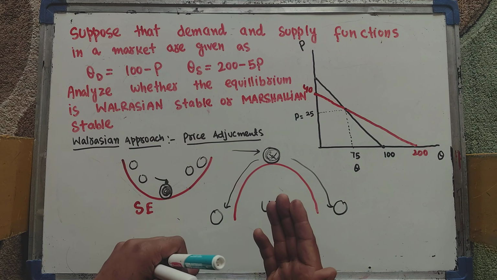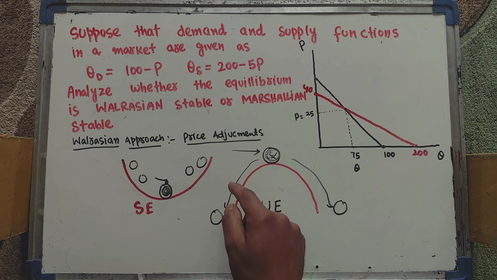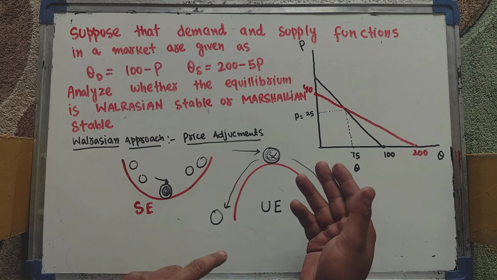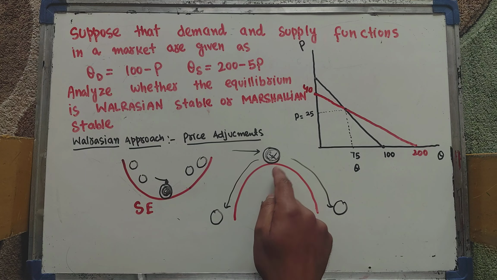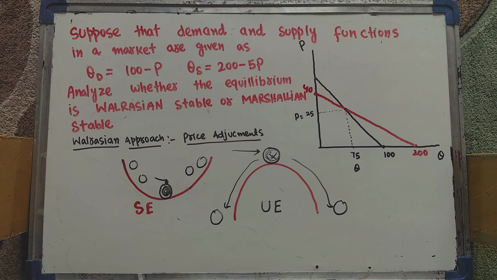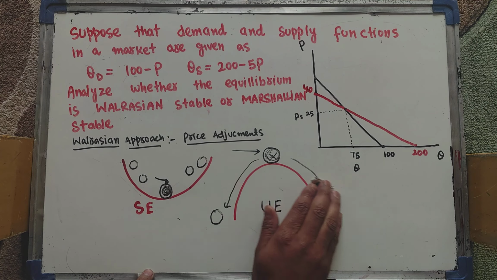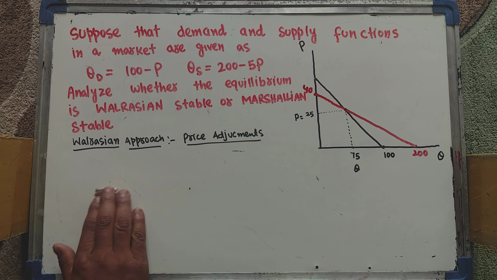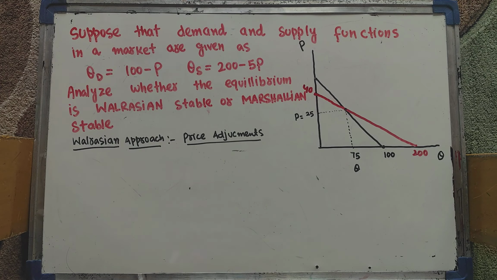That means once equilibrium is disturbed, market forces tend to move it further away from that very equilibrium, so we will not be able to reach the initial point. Okay, now there are two approaches to seeing stability and instability. The first is the Walrasian approach. The Walrasian approach works in terms of price adjustments.